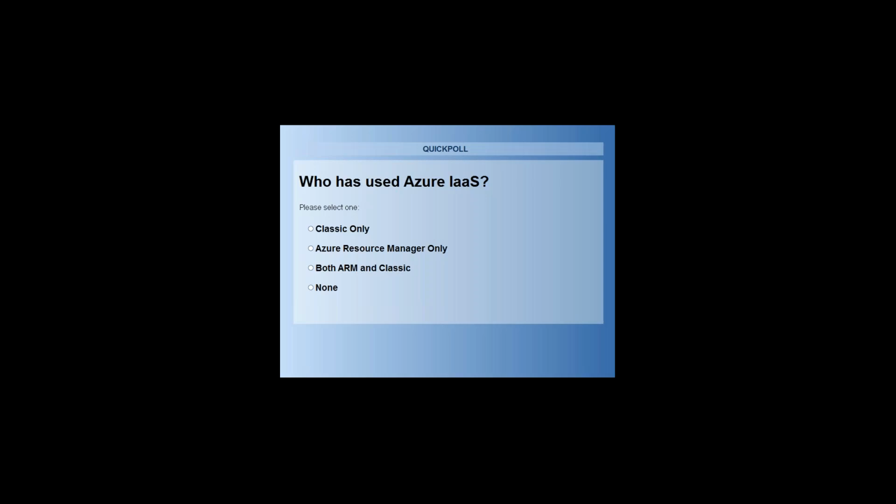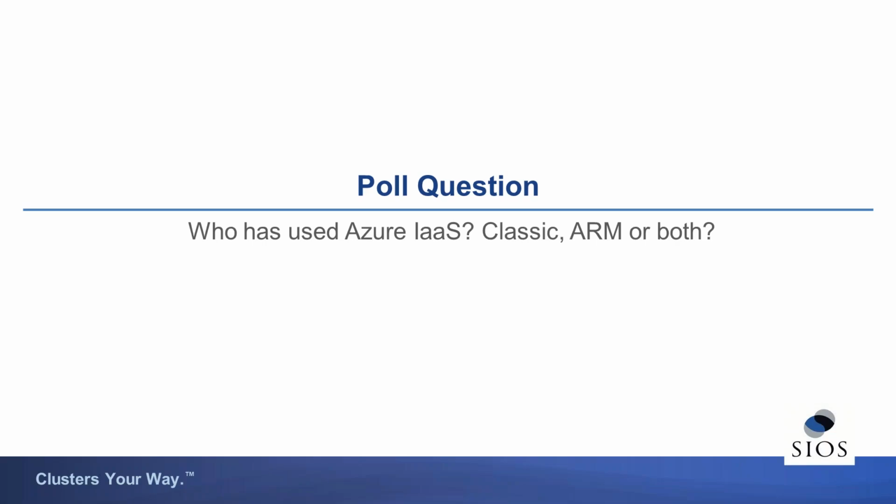All right, so the first question here is, who has used Azure Infrastructure as a Service? And the options: Classic only, Azure Resource Manager only, both ARM and Classic, or none. We'll just take a few seconds to let everybody vote, and then we'll share the results. So far, it's looking like most people are on the none side, but again, we'll give it another 10 seconds. We'll close this poll and share the results here. So if you haven't voted, please vote. All right, I'm going to close this and I'll share the results.